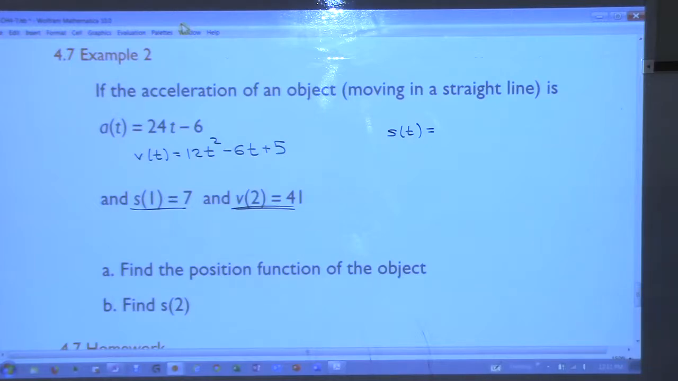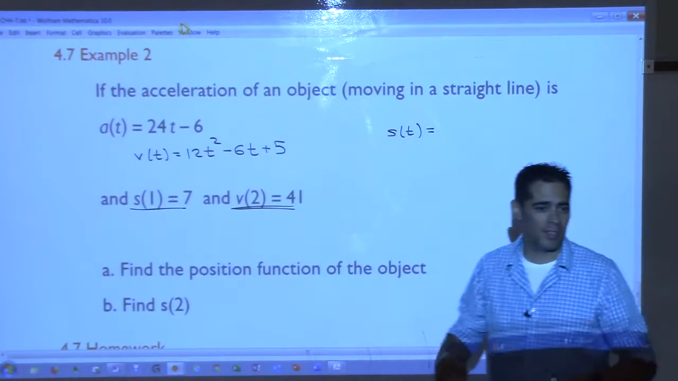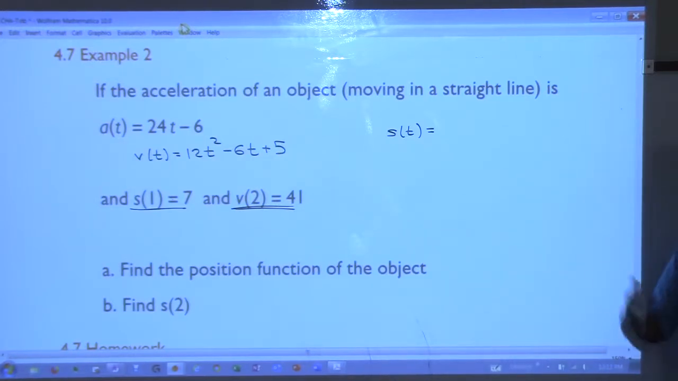I'm just not quite sure where everyone is in the class. I know some students, I can already tell they've done this and they can probably tell me that antiderivative without writing anything on a piece of paper. But I'm not sure where everyone else is. This is the second time we've done it, because we've gone from acceleration to velocity, right? Now we're going from velocity to position.